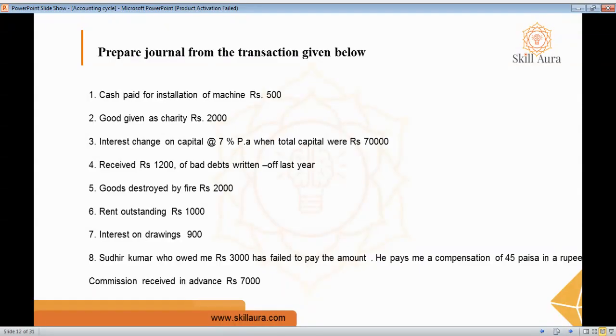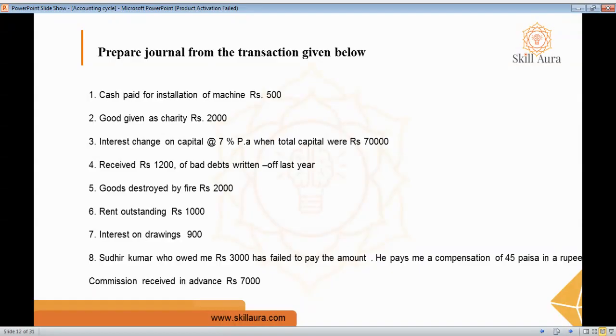The next transaction is rent outstanding. Here it is an expense, so you record the expense incurred from the outstanding rent. You debit the rent expenses account with 1000 rupees, and you credit the accounts payable account to reflect the liability of the unpaid rent. So you credit 1000 rupees in the credit column.